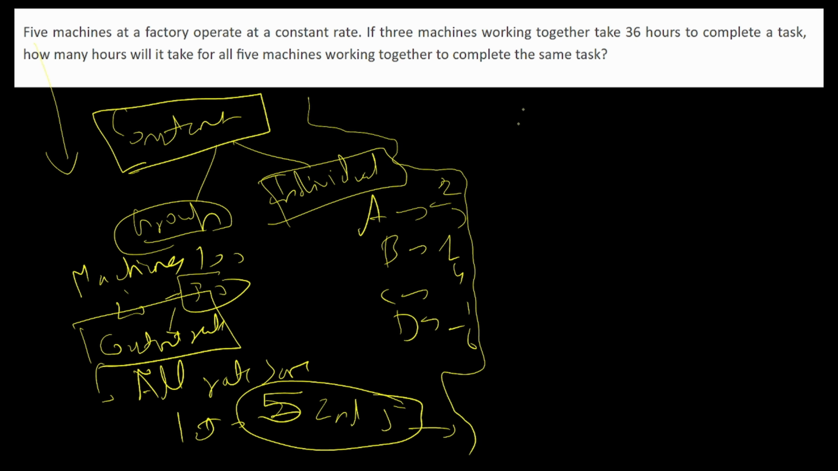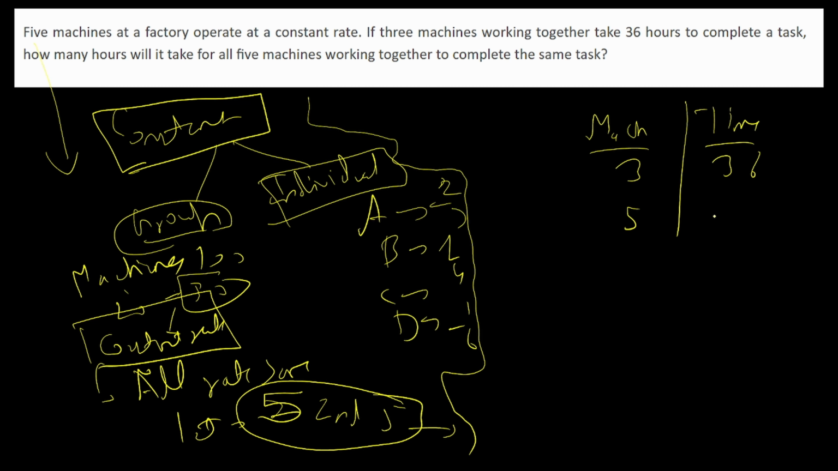Now let's talk about these 5 machine factors. A machine count is given, so make a table as we did in the grouping methods. The machine is given and the time is given. Three machines working together take 36 hours. How many hours will it take all five machines to complete the same task?